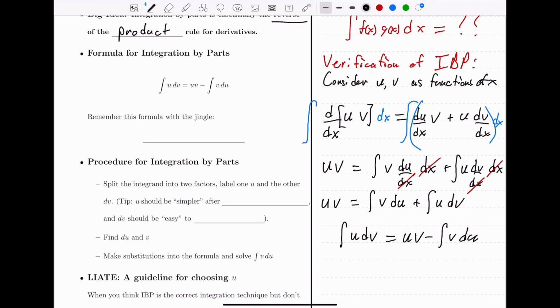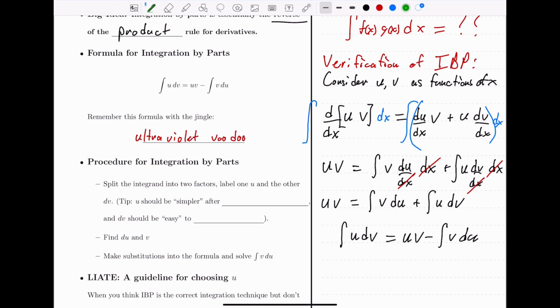So we can see that undoing the product rule for derivatives gives us this formula for integration by parts. This is a very important integration technique, and we want to have this formula memorized. Let me show you a little jingle that helps us to memorize this. We can memorize this formula using this silly little phrase, ultraviolet voodoo. All right, this will probably be forever stuck in your memory if you say it several times. Ultraviolet voodoo, ultraviolet voodoo.